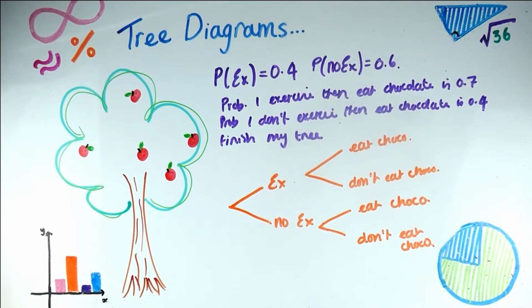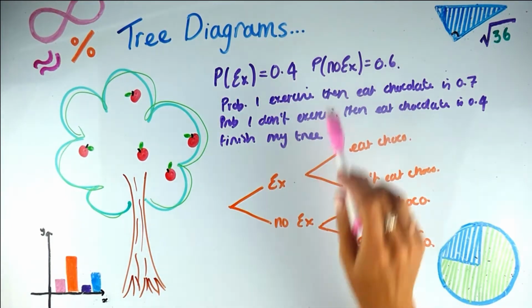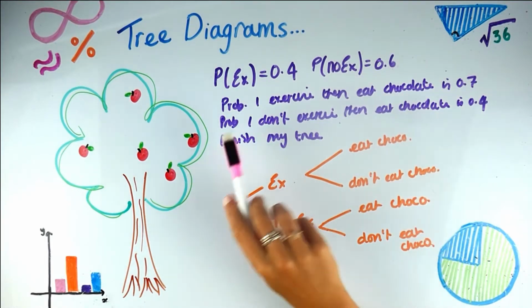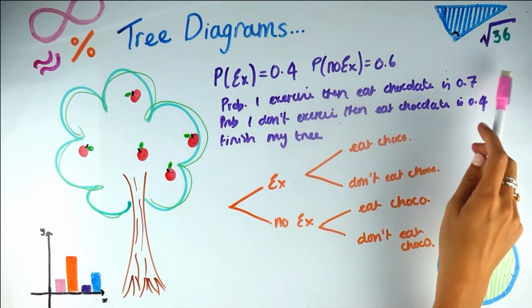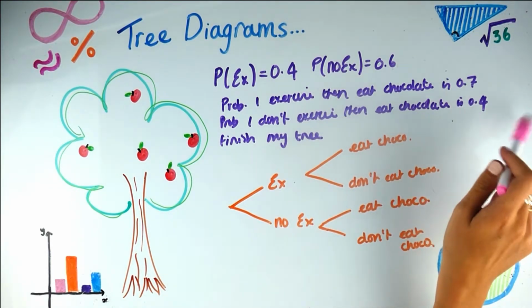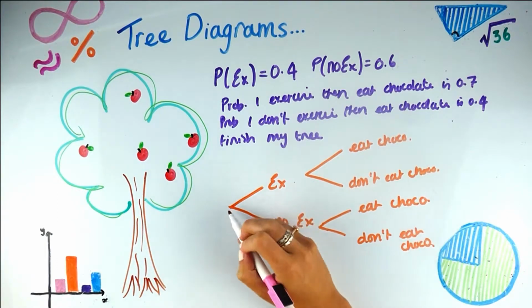Okay, so this bit here stands for, so I've got the probability I exercise is 0.4, and the probability I do no exercise in a day is 0.6. The probability I exercise, then I eat chocolate is 0.7. The probability I don't exercise and then I eat chocolate is 0.4. Finish my tree.